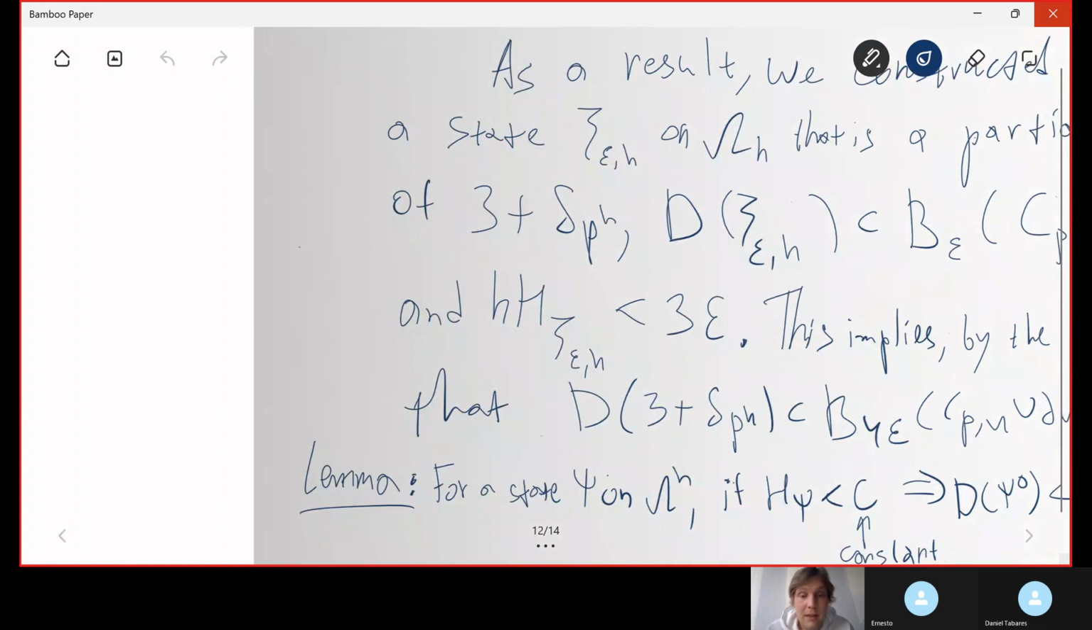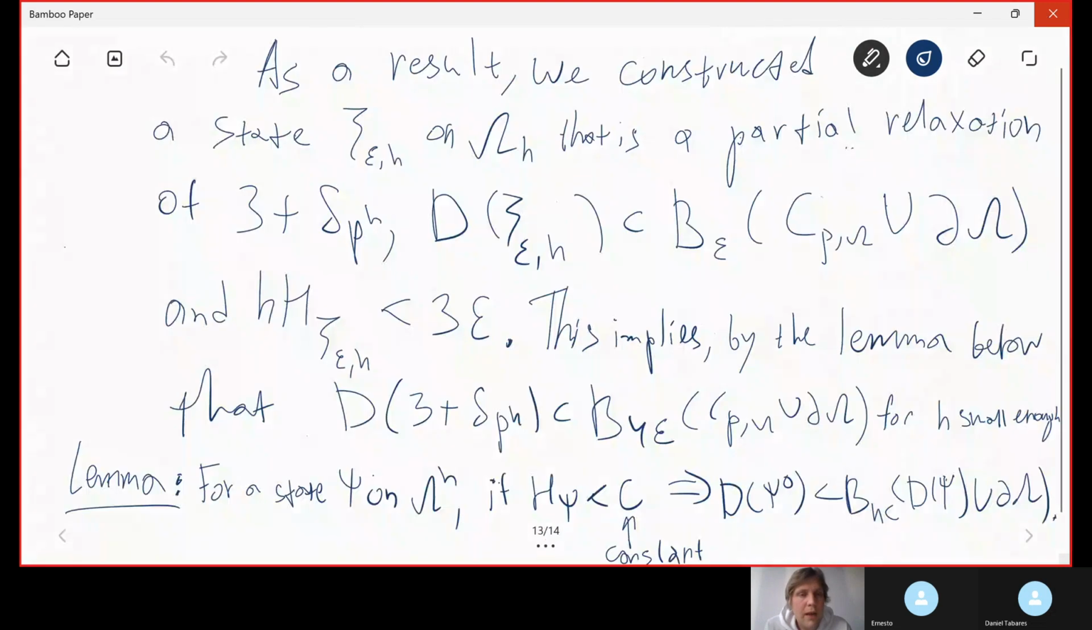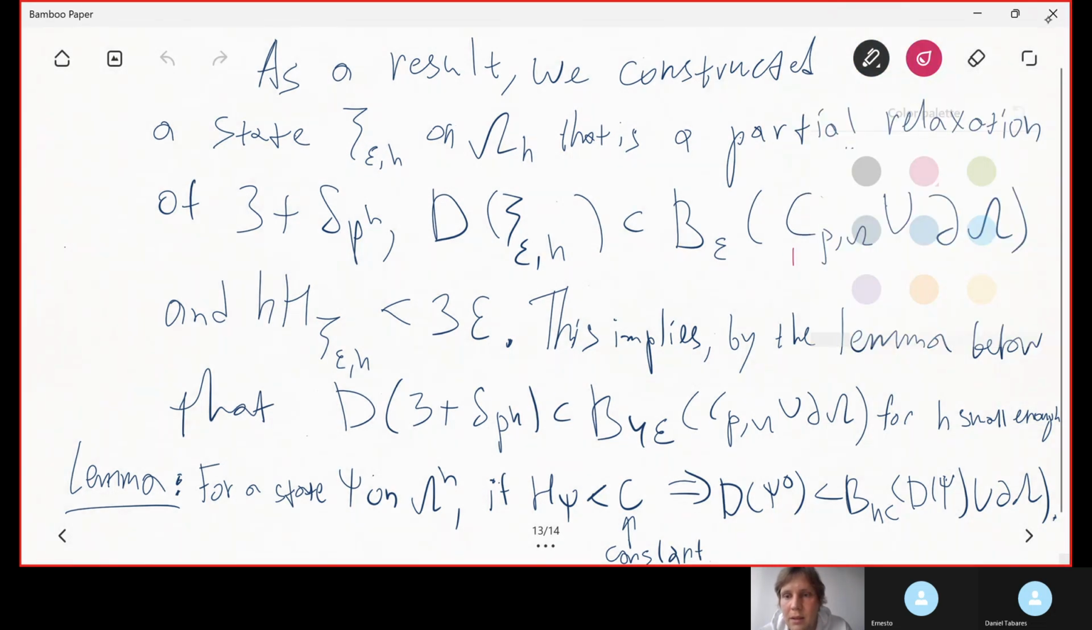So anyway, that's the end of the proof of this lower bound. And so what actually happened during this partial relaxation? We construct a state which is also still made of solitons, and which is a partial relaxation of the original perturbation state. And it also sits in this epsilon neighborhood of the actual, or supposed, limit. So we didn't prove yet that this is the limit curve.